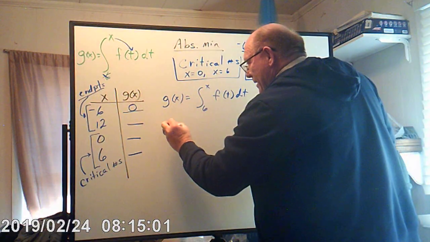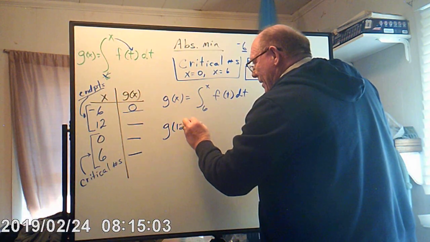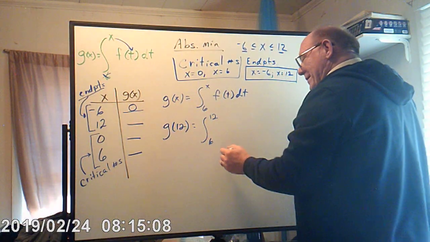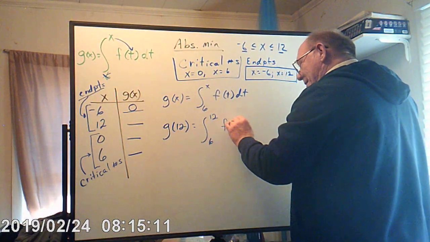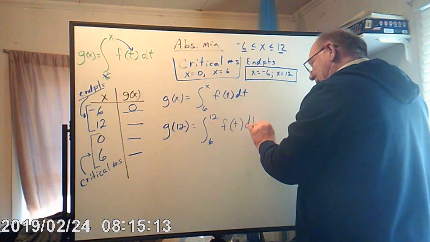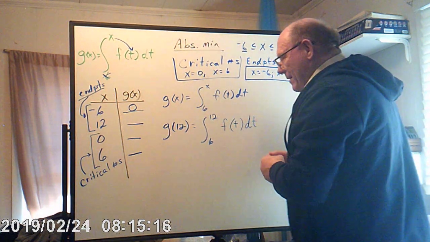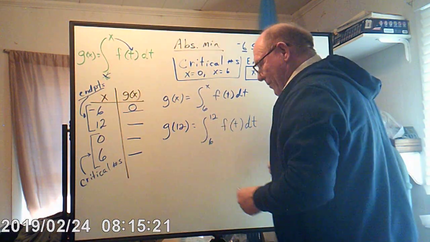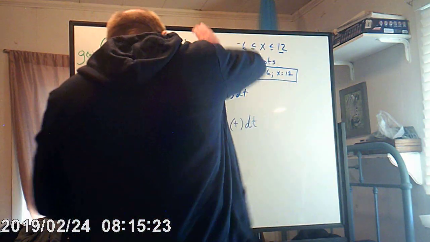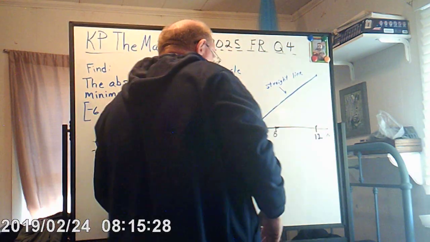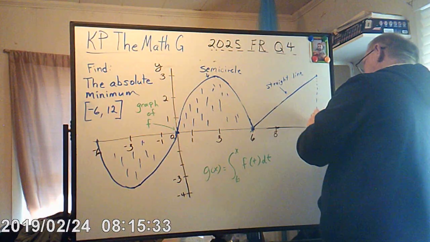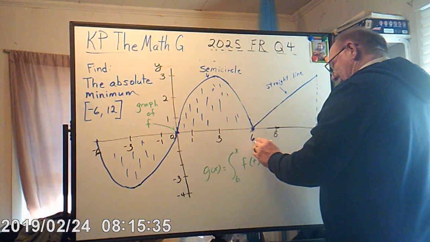So here we go, g of 12, 6 to 12. We already have it in the correct order. We don't need to flip-flop it. We don't need a negative sign. F of t dt. Alright, g at 12. I'm going from 6 to 12, so let's take a look at it. I think that's going to be a triangle. And it is. So right here, this is a triangle from 6 to 12.